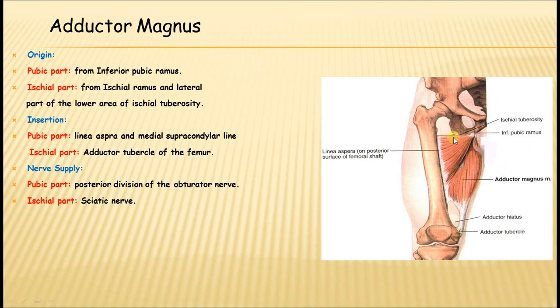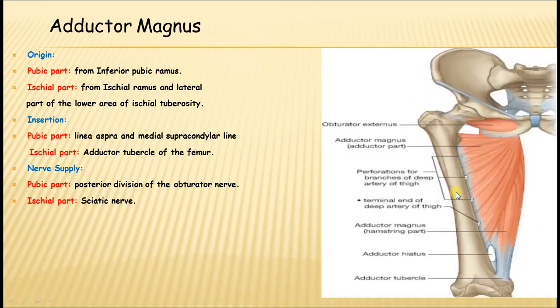The adductor part is mainly supplied by the posterior division of the obturator nerve, and the ischial part is supplied by the sciatic nerve, mainly the tibial component of the sciatic nerve. So that is the adductor magnus. As I told you, it has the openings mainly for the four perforators, and the fifth opening, where the femoral artery itself continues as the popliteal artery, is called the adductor hiatus.